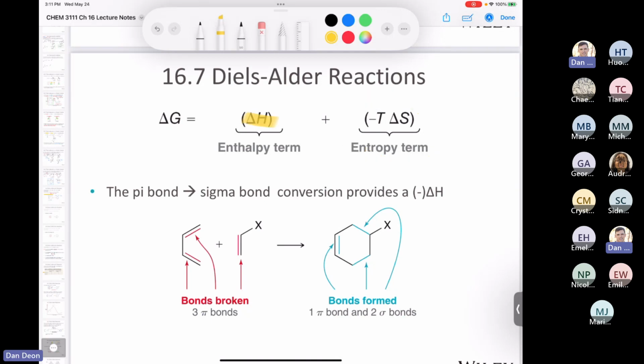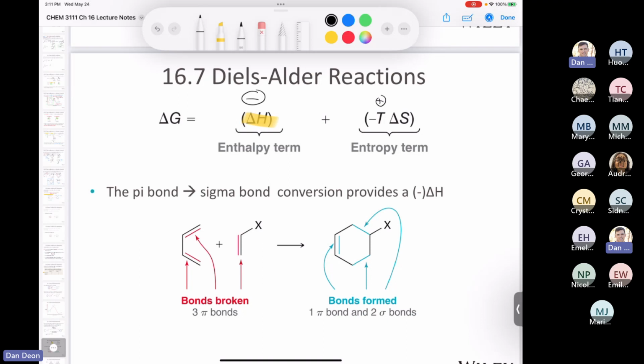So first, let's talk about just delta H. Well, if you're breaking a bunch of pi bonds and forming more sigma bonds, you're making something that's more stable. And so in that case, it's an exothermic reaction. You're releasing more heat since you're forming more stable bonds. And so our delta H is going to be a negative number. T is always a positive number.